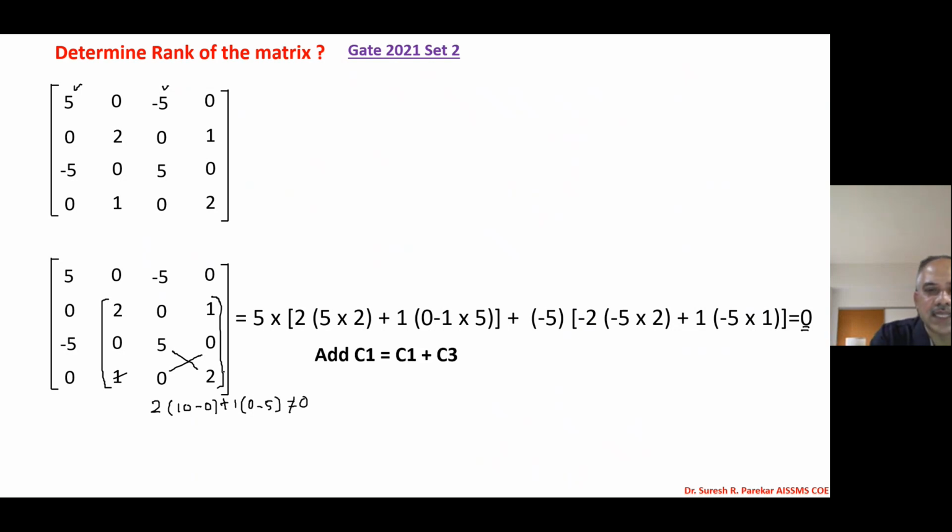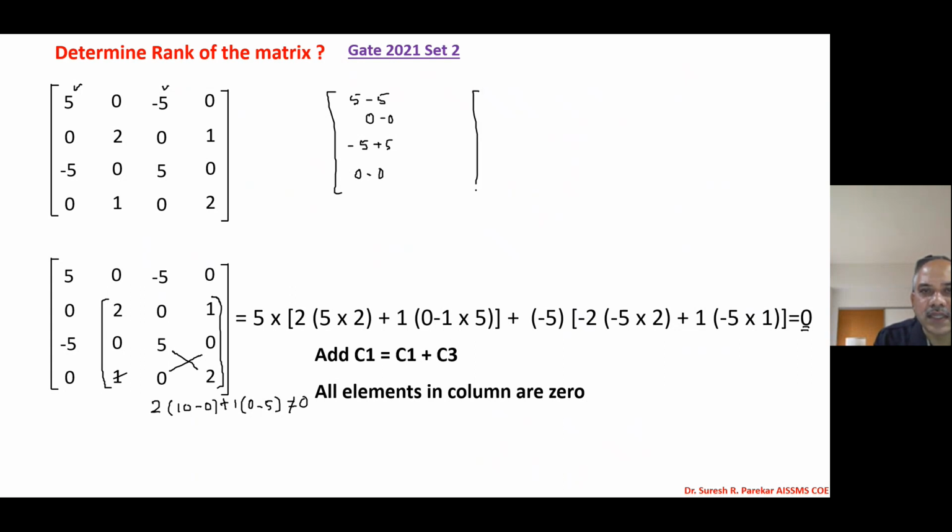Now you can see, add C1 equal to C1 plus C3. All elements in the column become 0, so automatically we get determinant 0. You need not even calculate it. If you add C1 equal to C1 plus C3, what will you get? You will have 5 minus 5, then 0 minus 0, then minus 5 plus 5, and 0 minus 0. So this will be my first column.